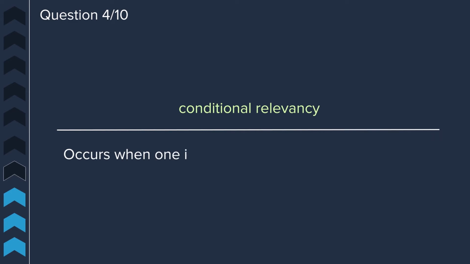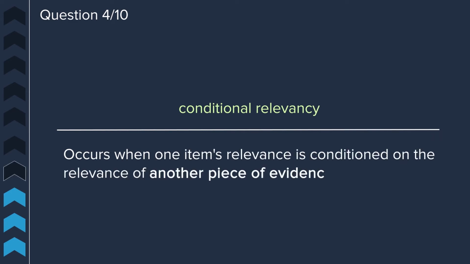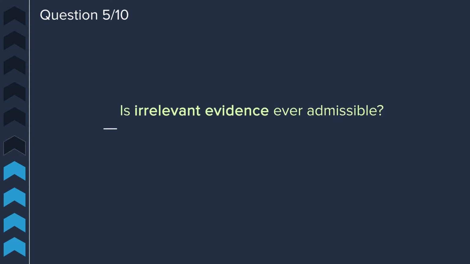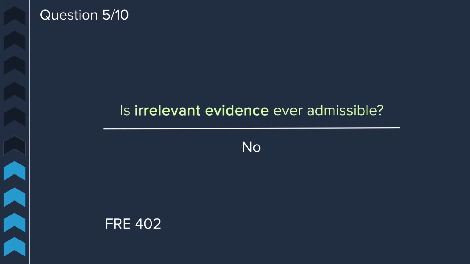Question 4. What is conditional relevancy? Conditional relevancy occurs when one item's relevance is conditioned on the relevance of another piece of evidence. Question 5. Is irrelevant evidence ever admissible? No, and this is in Rule 402.